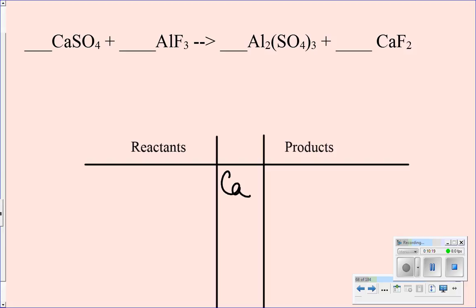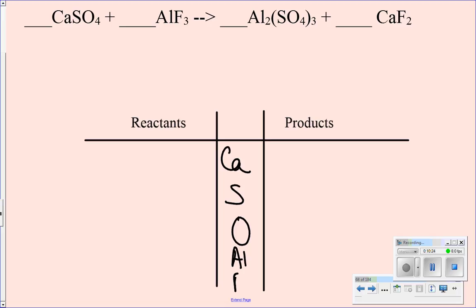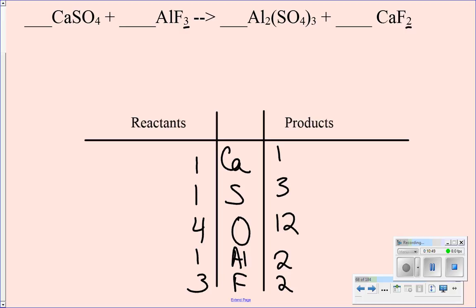So we've got Ca, S, O, Al, and F: 1, 1, 4, 1, 3, 2, 3, 12, 1, 2. When I'm looking at this, what sticks out to me is that on one side I have a couple of coefficients, this 3 here and this 2 here attached to those F's. That really jumps out at me to tell me that I'm probably going to need a 2 here, and I'm probably going to need a 3 here.